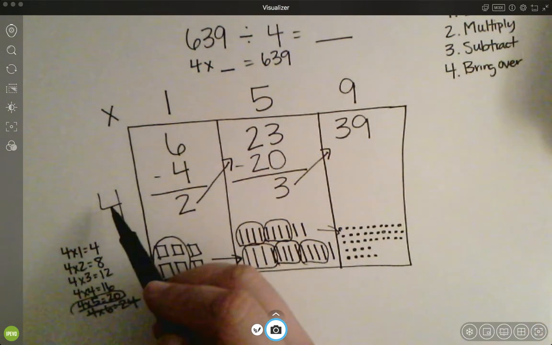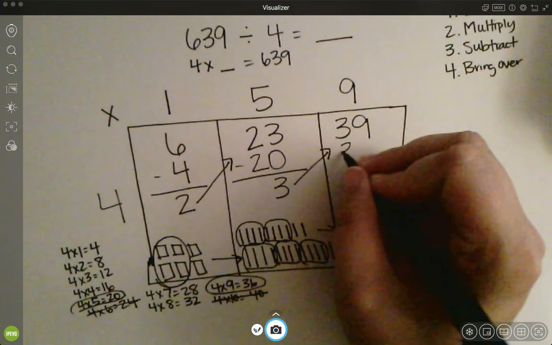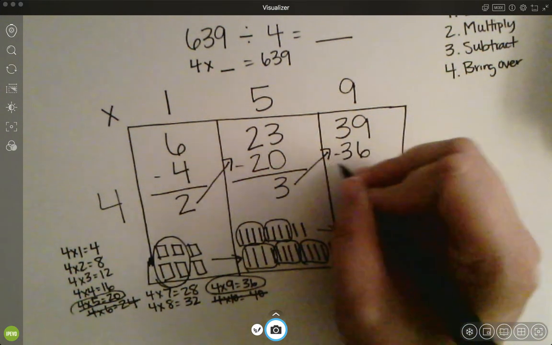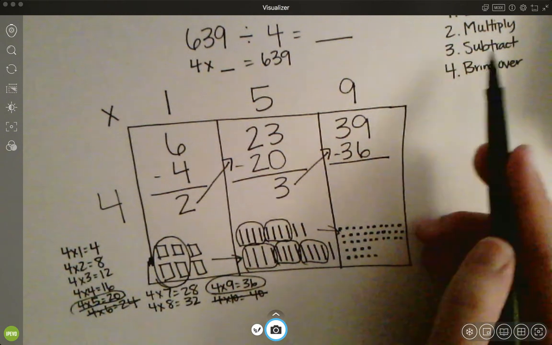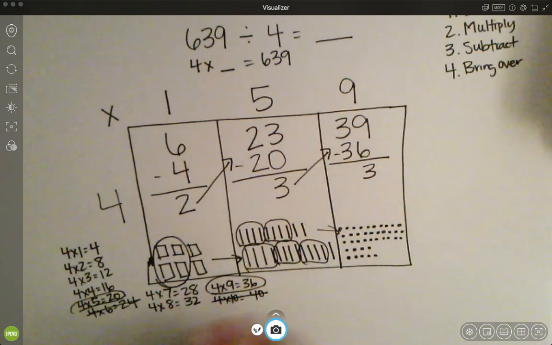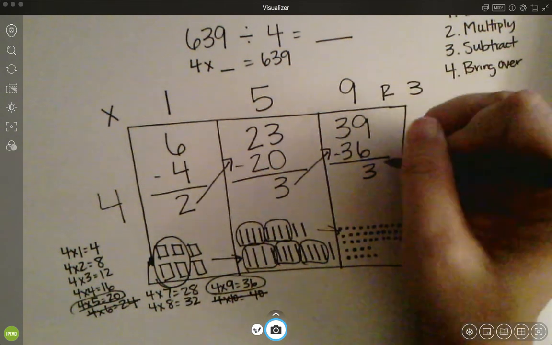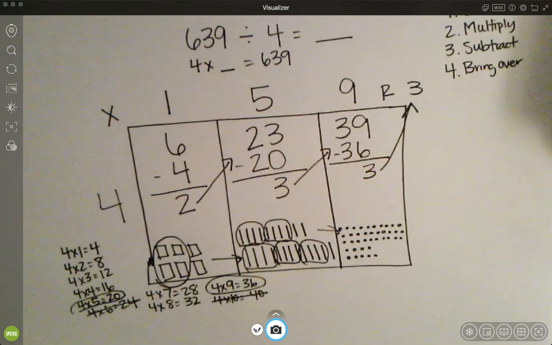9 times 4, here's my second step here, right? 9 times 4, we said is 36. Now let me see what's left over by subtracting. 9 minus 6 would be 3. 3 minus 3, 0. So I should have 3 as a remainder. I'll bring that over. 3 left over.